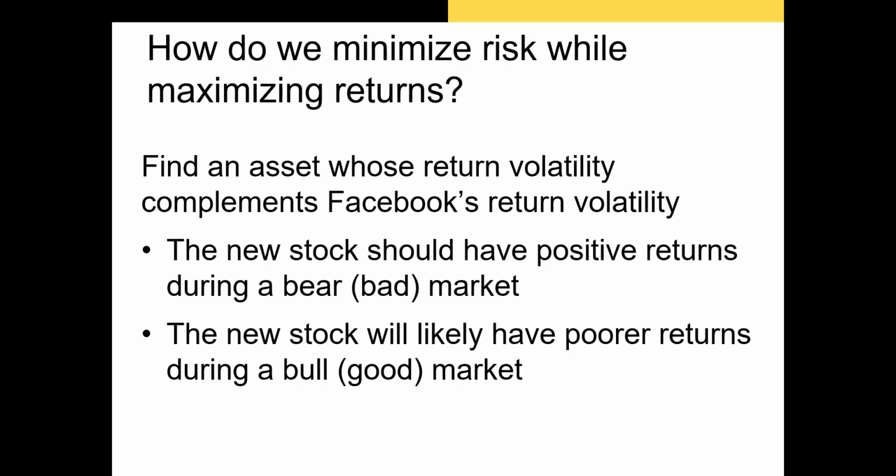Let's talk about how we minimize risk while keeping returns as high as we can. The simple way we do this is by finding assets that complement each other. For example, if our portfolio only consists of Facebook stock and we want to reduce the risk of our total portfolio, we would want to find a stock that offers high returns when Facebook offers low returns, and vice versa.